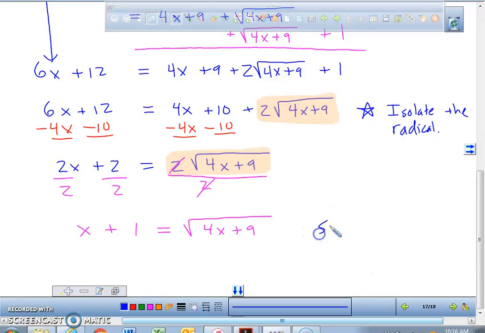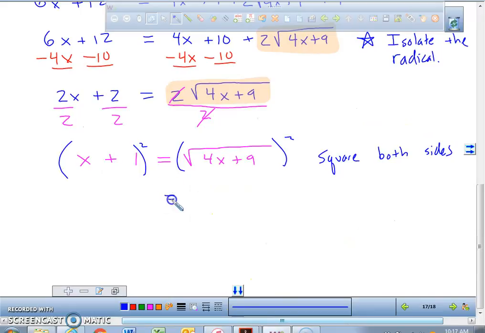So now that we're down to one radical equaling some expression, I want you to square both sides. We're going to take this side, and we're going to square it. We're going to take this side, and we're going to square it. Now, the right side's very easy. It just becomes 4x plus 9.